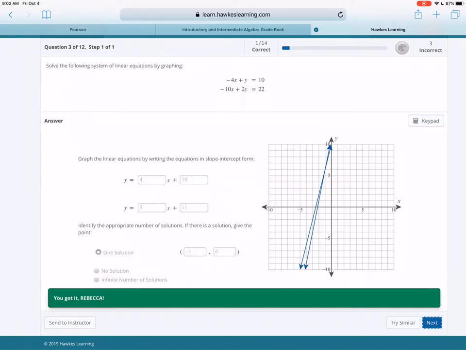Now, keep in mind, you'll only have no solution when you graph the two lines and they are parallel, they run side by side, and have no point of intersection. And you will only have an infinite number of solutions when you solve for y and it turns out you have two identical lines where you're graphing the exact same line right over top of the other one.